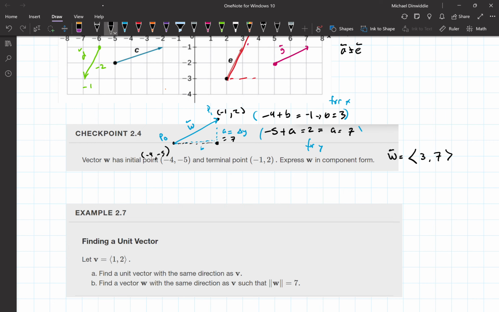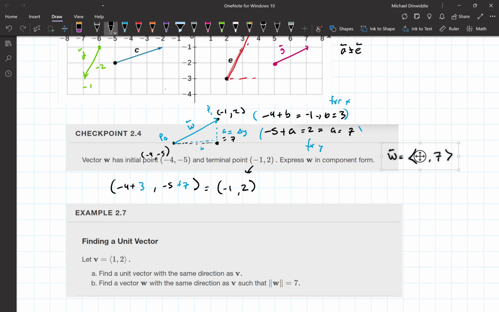And we can check our work super simple. Let's go starting at P0, -4 plus 3, which is from our vector here, and -5 plus 7, which is also in our vector here. What does that give us? That's going to give us our final point. -4 plus 3 is -1, and -5 plus 7 is 2. And that's our final terminal point. So that means that our vector worked.